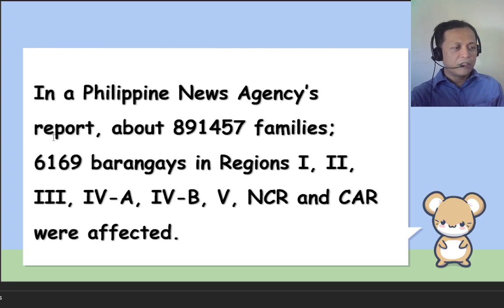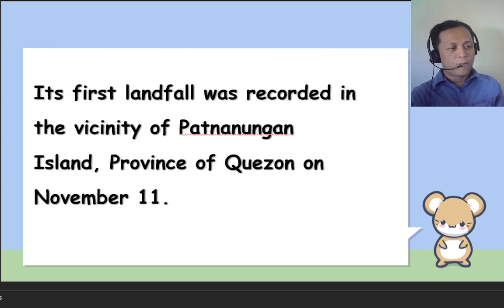891,457 families, 6,169 barangays in regions 1, 2, 3, 4A, 4B, 5, NCR, and Cordillera Administrative Region were affected. Its first landfall was recorded in the vicinity of Patnanungan Island, province of Quezon on November 11.